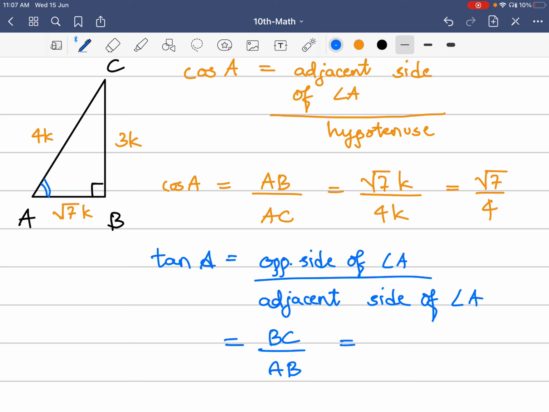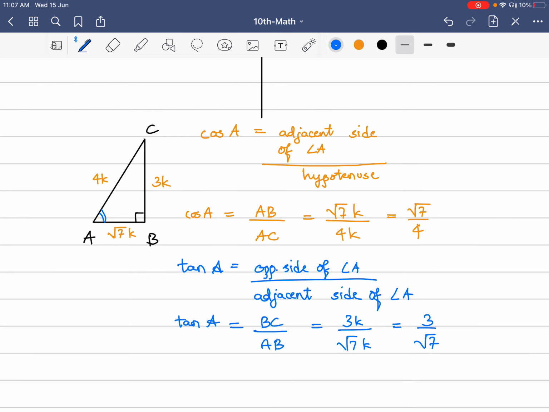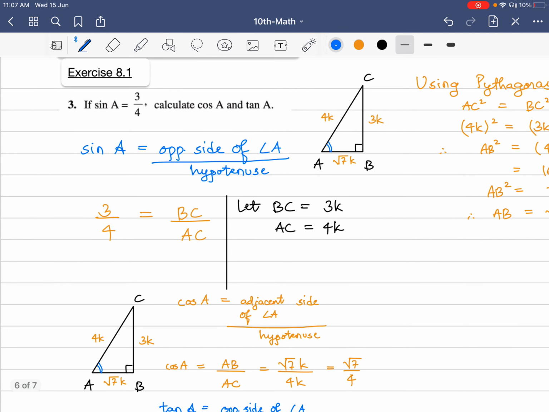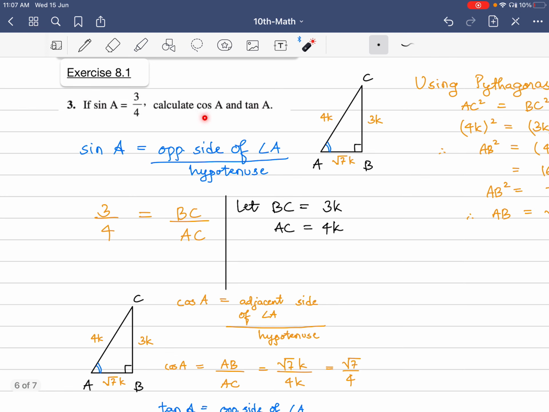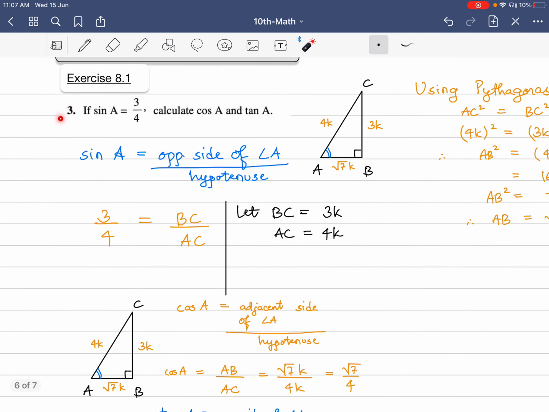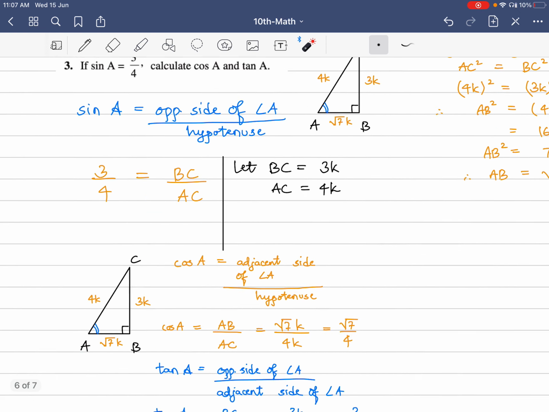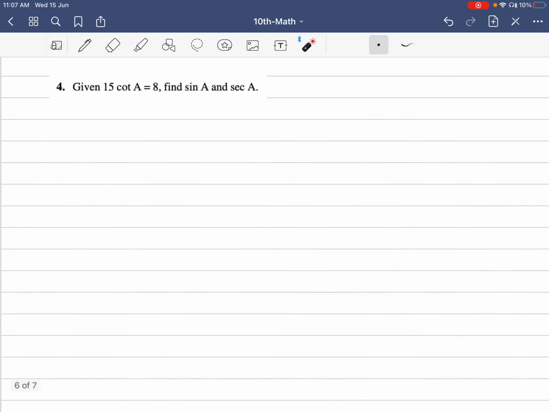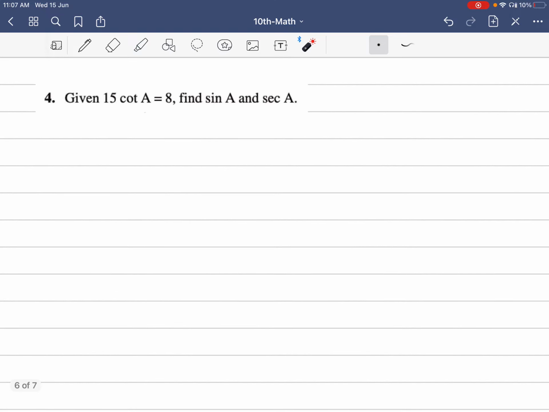But what is BC? BC is 3k, and what is AB? It's under root of 7k, and that is equal to 3 by under root of 7. Okay, so this becomes our tan of A. So thus we have found cos of A and tan of A, which was what the question had asked. So this was question number 3 from exercise 8.1. Now let's go to the next question, question number 4, same from exercise 8.1.